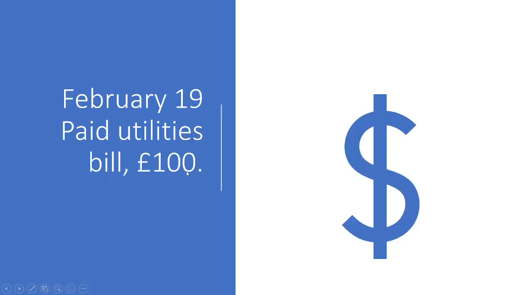Next one. February 19th, the founder paid utility bills for £100. So it's obviously utility expense, right? And we lost £100, so we credit cash. So utility expense 100, cash 100. Yeah, debit, credit. Let's go.